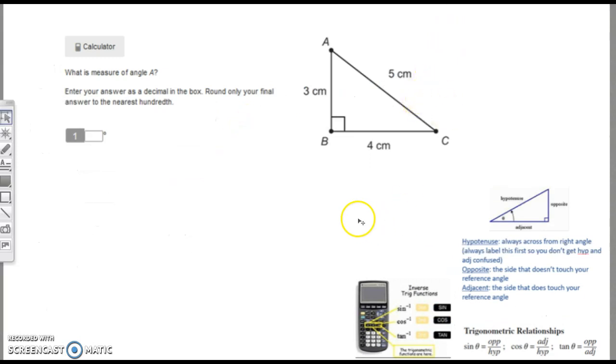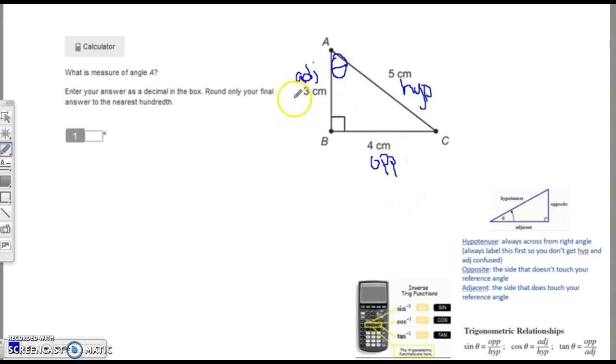Alright, so let's do this. What is the measure of angle A? So we're trying to figure out angle A. I'm going to mark that as theta, and then I'm going to label my sides based off of that angle. Remember, you always label your hypotenuse first, which is across from the 90-degree angle. The adjacent touches theta, and then the opposite is the side that's across from the reference angle.